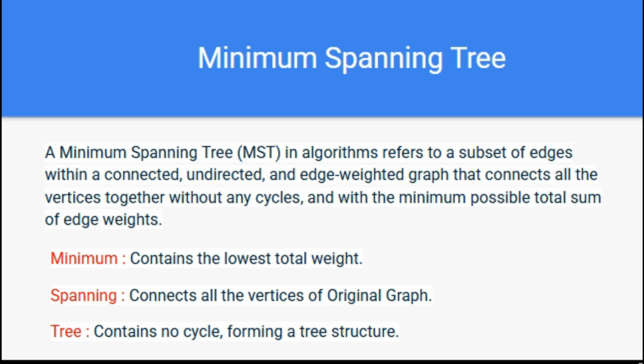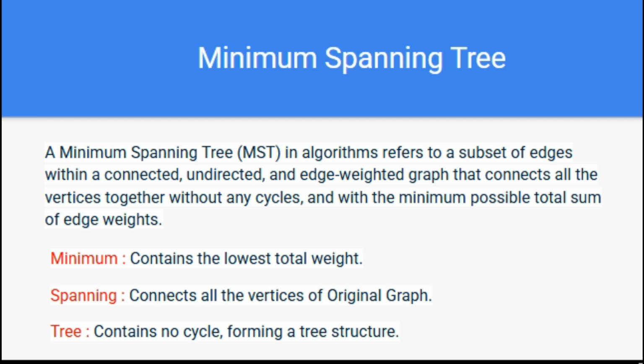This is the very first point I told you, that whenever we are talking about minimum, we are talking about the weights on the edges. Only then would we be able to calculate which one is costing us less, or which one is costing us more. It connects all the vertices together without any cycle. That is the definition of a tree, that it should not contain any cycle, and with the minimum possible total sum of the edge weights. I hope you have understood what we mean by the minimum spanning tree that we are going to form.